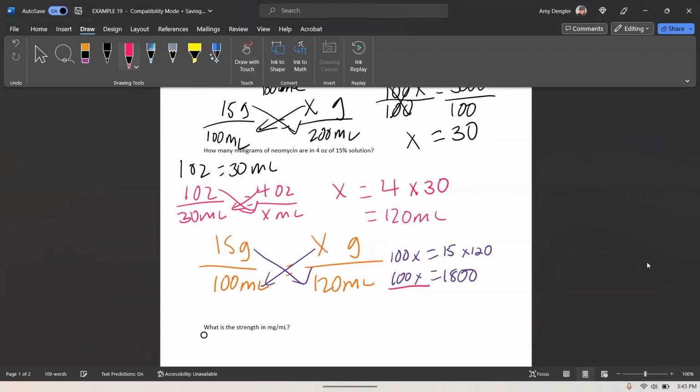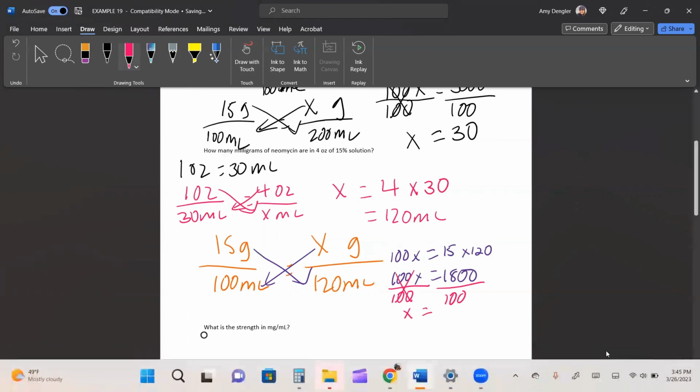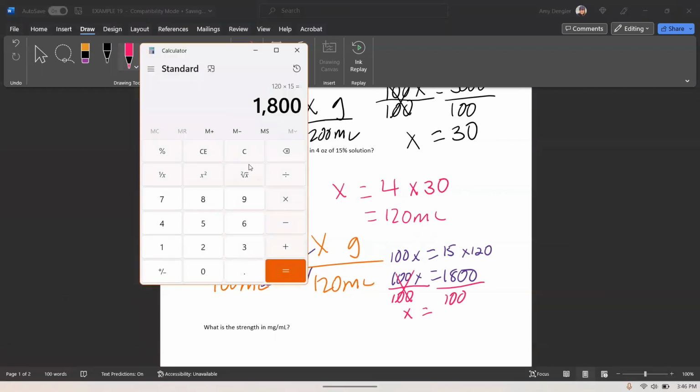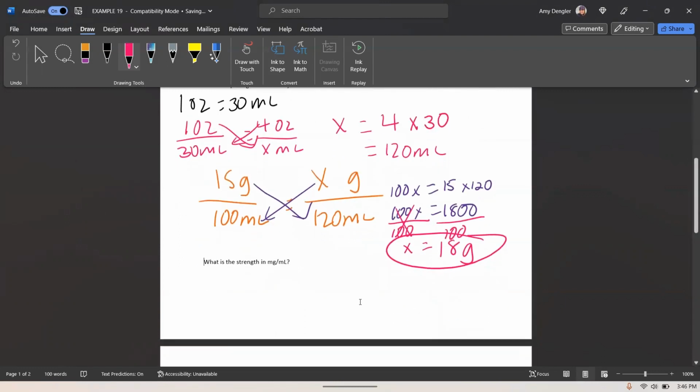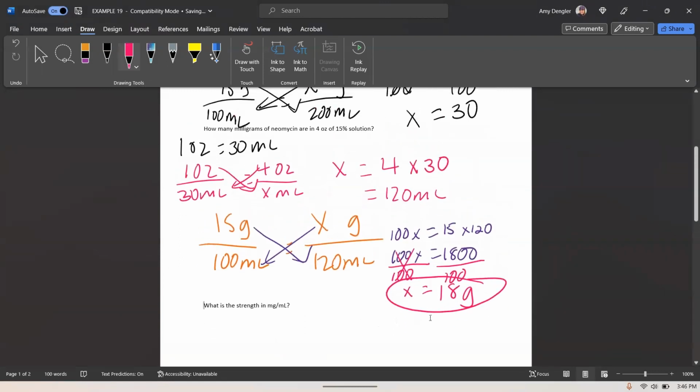Now we want to get x alone, so we need to get rid of that 100. And then we also have to divide 1,800, the other side, by the same as well. So that gives us 18 grams, which makes sense, just slightly more than 15 grams. So what is the strength in milligrams per milliliter?